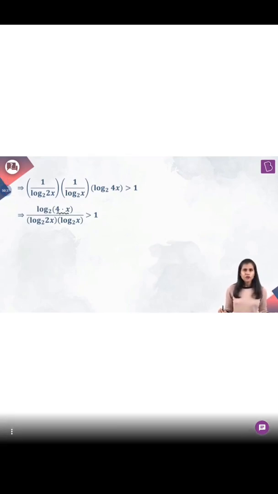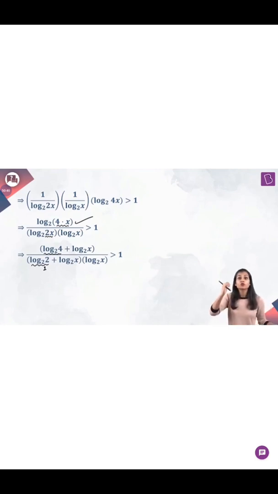Again, is there any more scope to simplify this? Well, let's see. Here I have 4 into x. Log of m into n is log m plus log n, so I can write this as log 4 plus log x. Similarly, here I have 2 into x, so I can write it as log 2 plus log x. I know log 2 to the base 2 is 1 and log 4 to the base 2 is log 2 square to the base 2, which is 2. So this becomes 2 plus log x upon 1 plus log x whole into log x greater than 1.